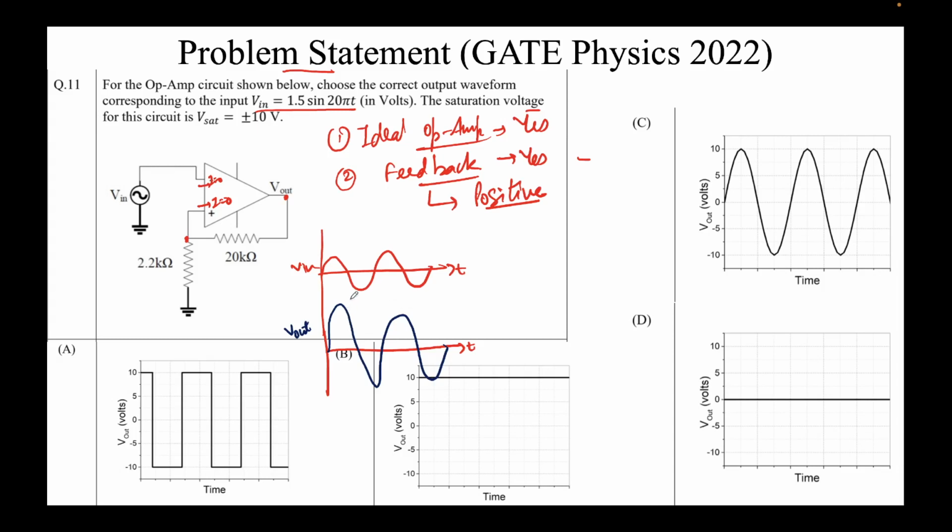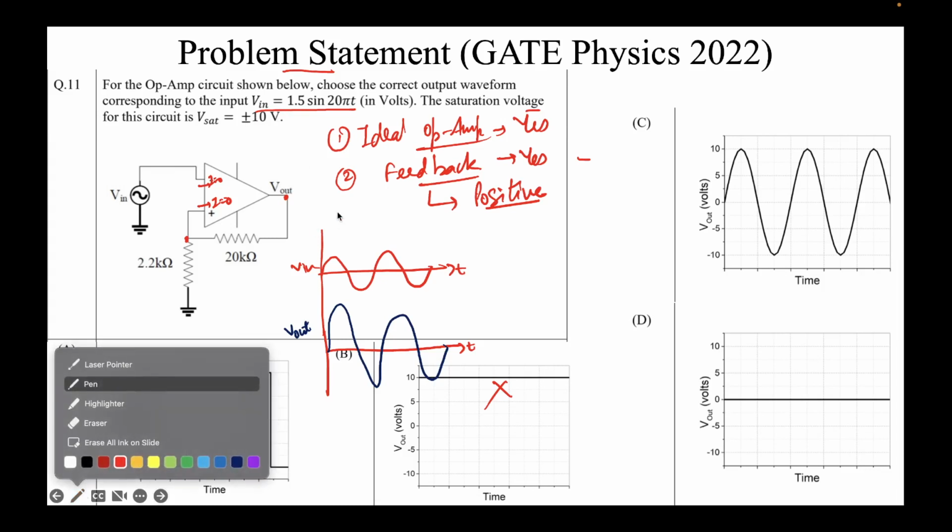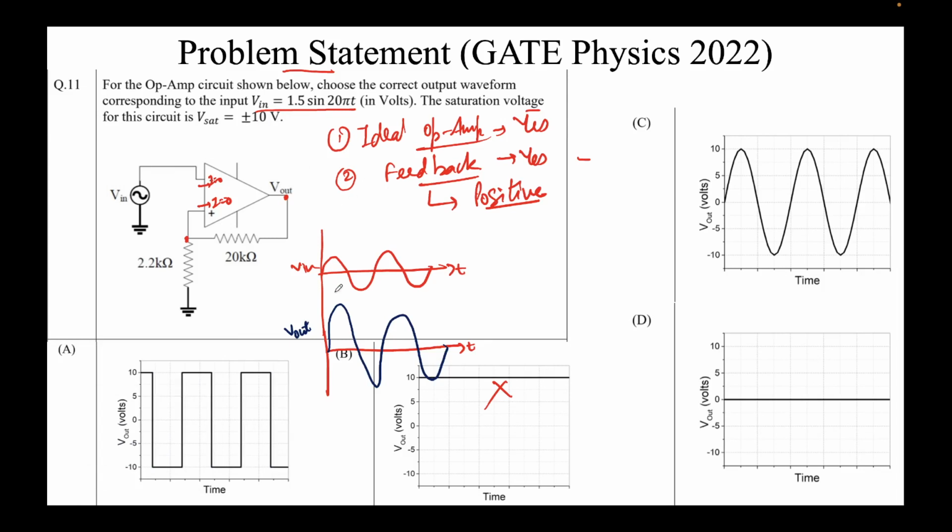So we see that option B is eliminated, because remember that the saturation voltage is plus minus 10 volts. So what's going to happen is that the peak is 15 volts, but this is never going to reach 15 volts, it's going to be saturated at 10 volts itself. So it's going to be cut off and will be a bit clipped, so actually it will look something like this. I'm redrawing this here, so it will go up flat, come down flat, like this.